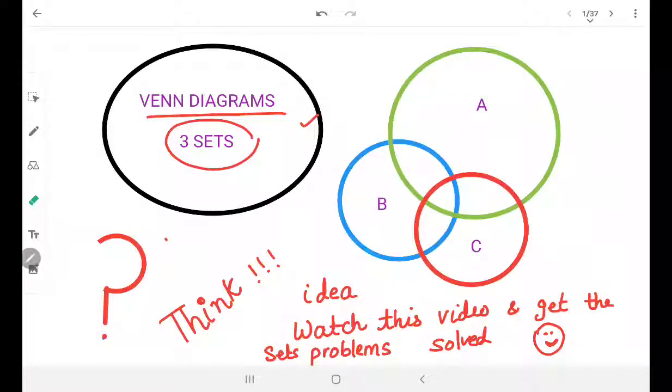Hello everyone, this is part 2 of the Venn diagrams with 3 categories.